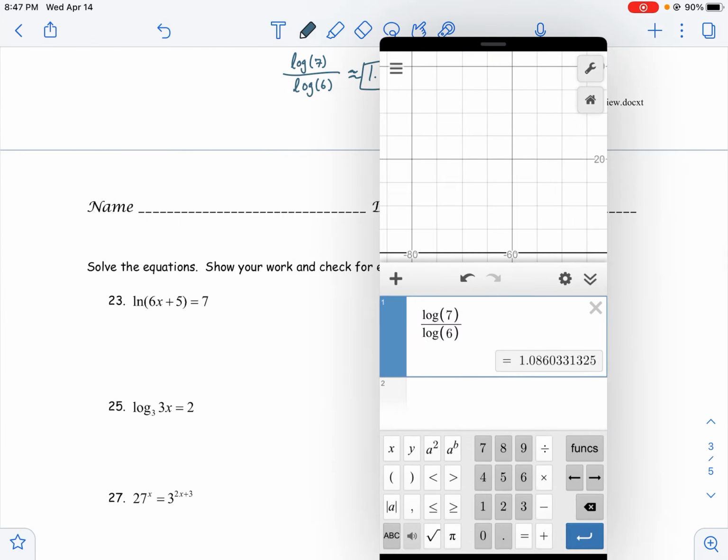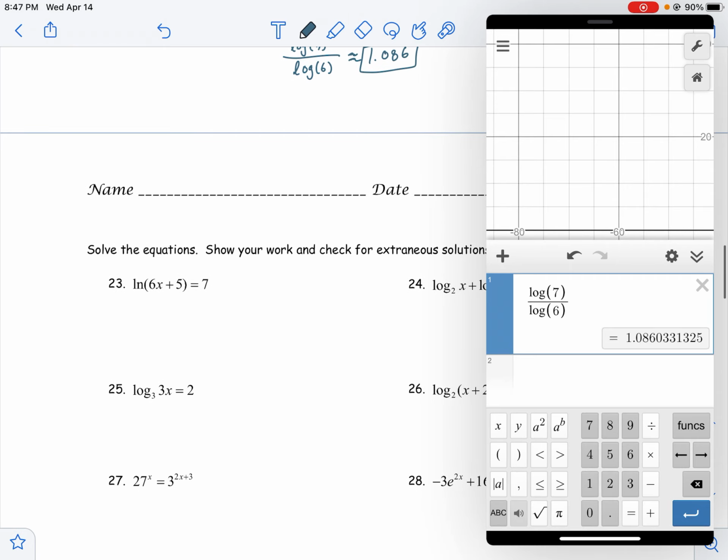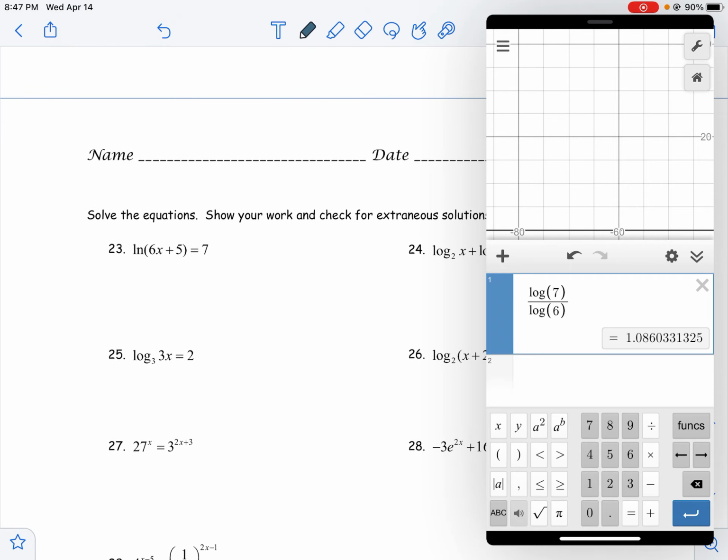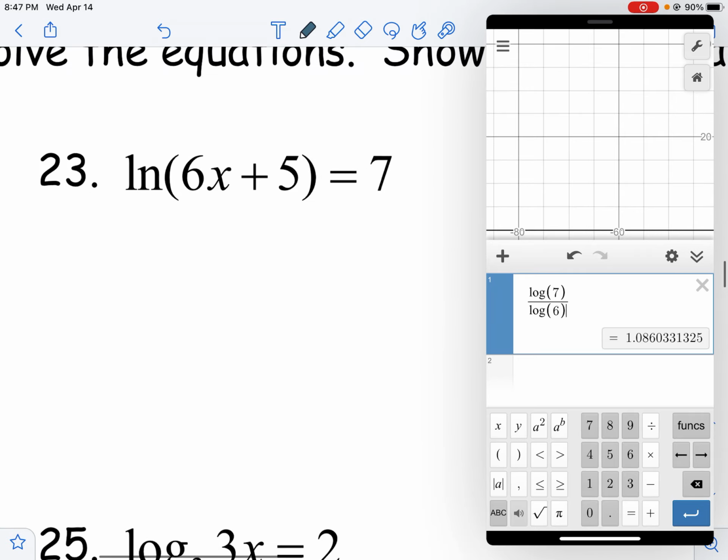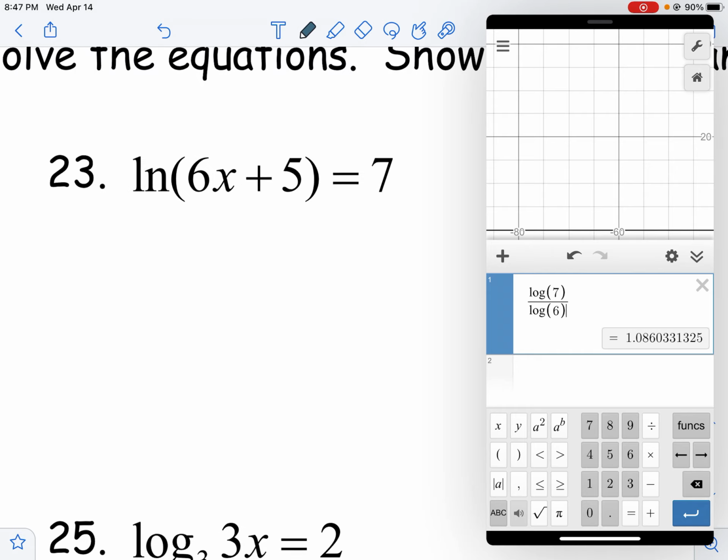All right, going on to page 3. So to solve the equations, show your work and check for extraneous solutions. Remember, in our cases here, only our logs can have possible extraneous solutions, so that's the ones we'll be checking.